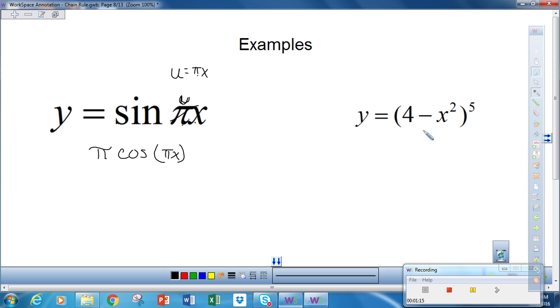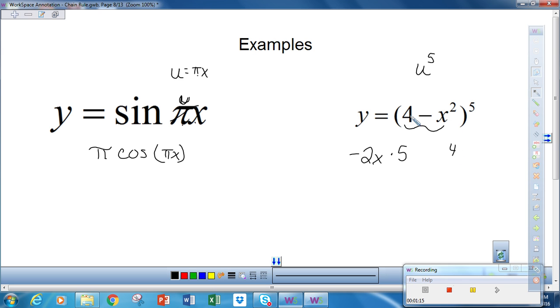Okay? So once again, we want to start by taking the derivative of the inner function. The inner function here is 4 minus x squared. So the derivative of that inner function is negative 2x. Then we want to take the derivative, so we want to look at this almost as if u to the 5th. So the derivative of that using the power rule is 5u to the 4th.